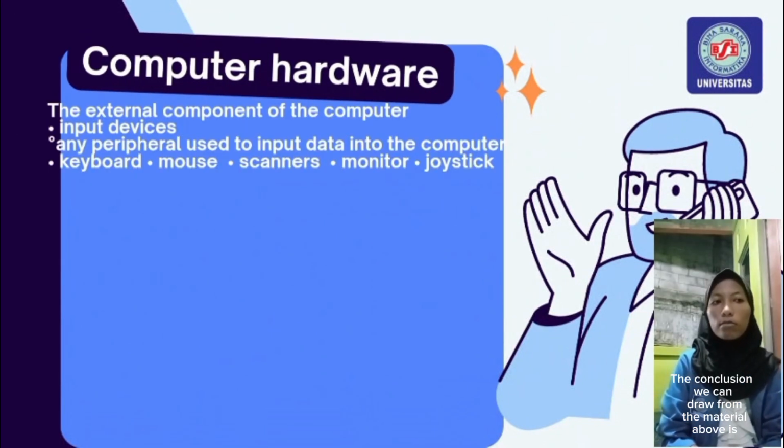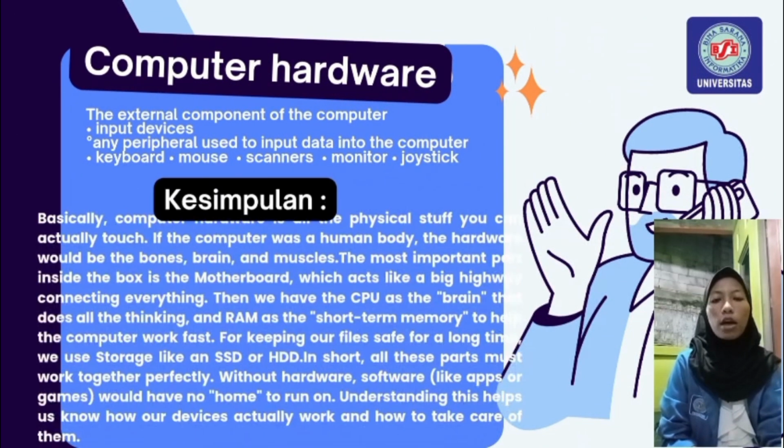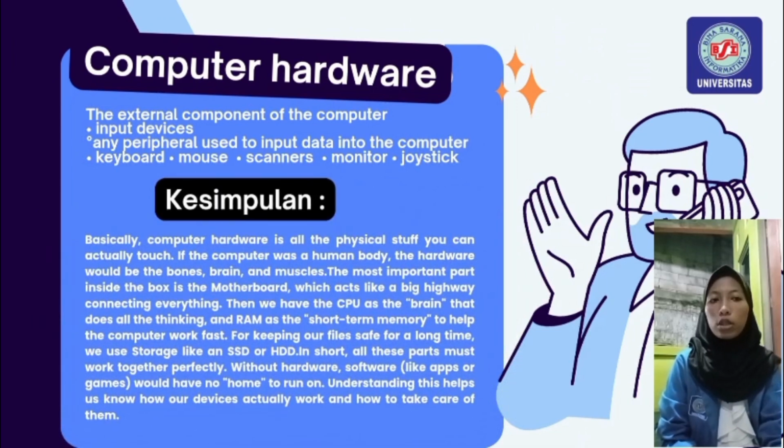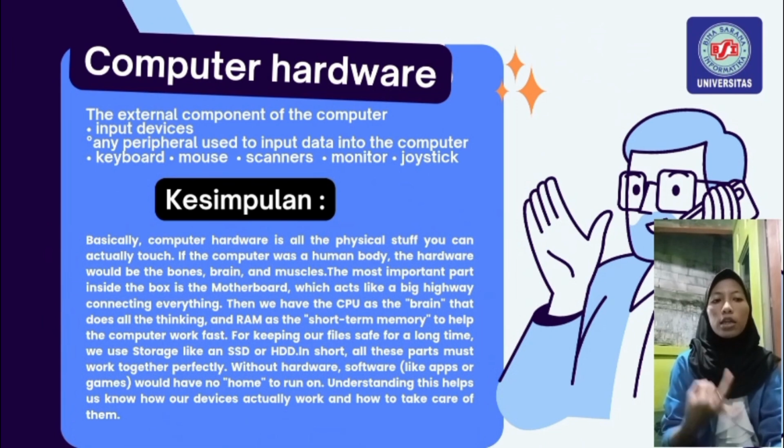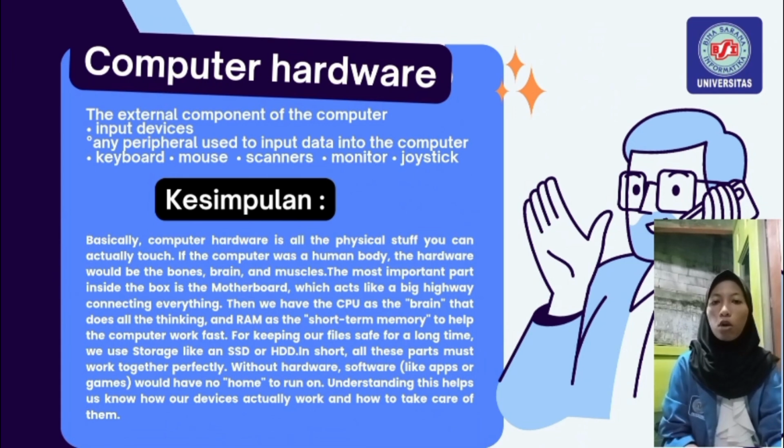The conclusion we can draw from the material above is that computer hardware is all the physical stuff you can actually touch. If the computer were a human body, the hardware would be the bones, brain, and muscles. The most important part inside the box is the motherboard, which connects everything. Then we have the CPU as the brain that does all the thinking, and RAM as the short-term memory to help the computer work. For keeping our files safe for a long time, we also store them on SSD or HDD.